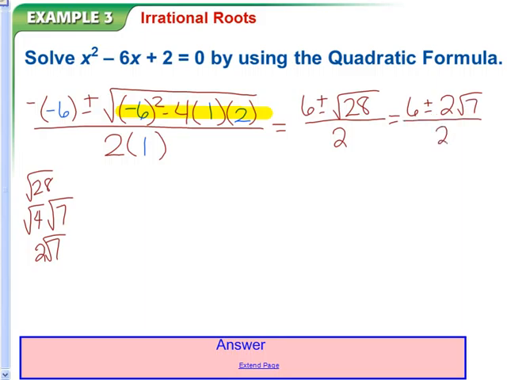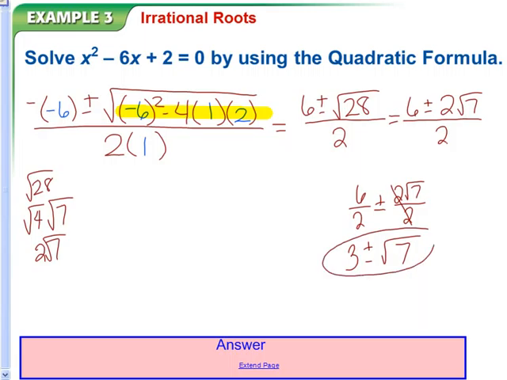And then the last thing that we can do to simplify this is take the denominator over each part separately. So 6 over 2 plus or minus 2 square root of 7 over 2, and then reduce that. 6 over 2 becomes 3 plus or minus, the 2's cancel out, square root of 7. And that's as far as we can go on that problem.